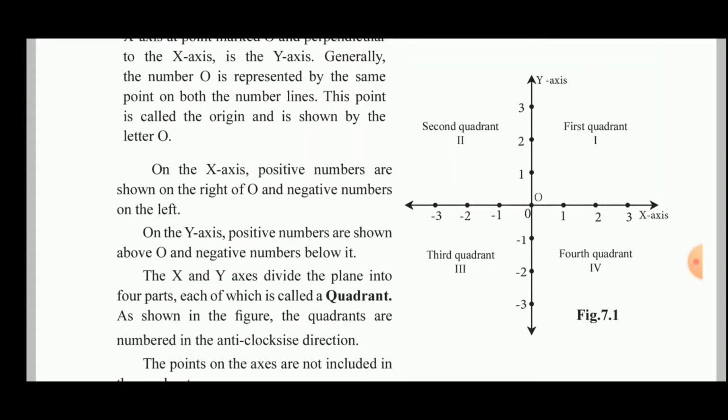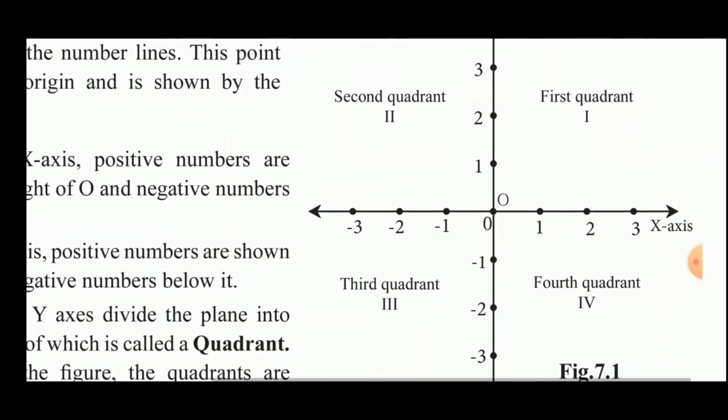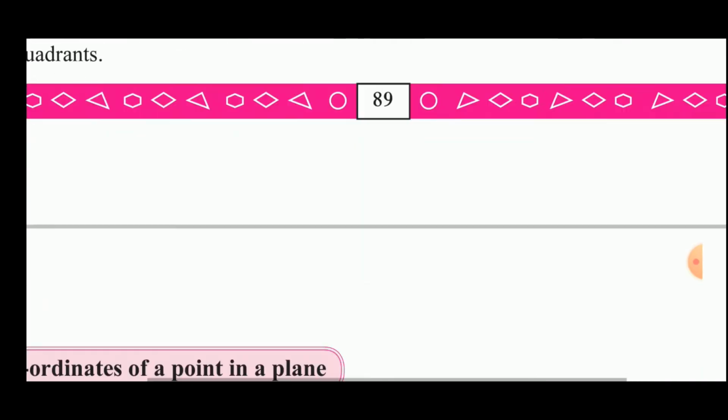On the x-axis, positive numbers are shown on the right of O and the negative numbers are on the left. On the y-axis, positive numbers are shown above O and negative numbers below it. Now the axes divide the plane into 4 parts and each part is called a quadrant. The quadrants are numbered in the anti-clockwise direction. So here you can see this is the first quadrant, second quadrant, third quadrant, and this is the fourth quadrant.